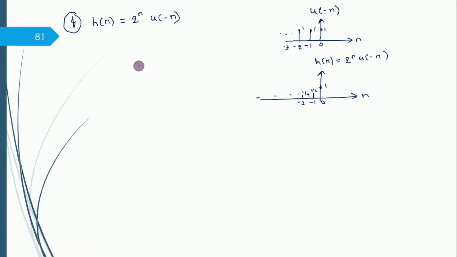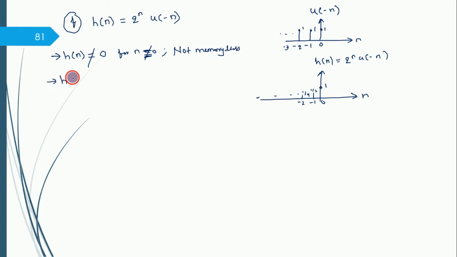So now you need to identify whether it is memoryless or not. For that, the condition is h of n should be equal to 0 for n not equal to 0. Is it happening here? h of n is not equal to 0 for n not equal to 0. So here you have some finite values, hence it is not memoryless. It is having memory.